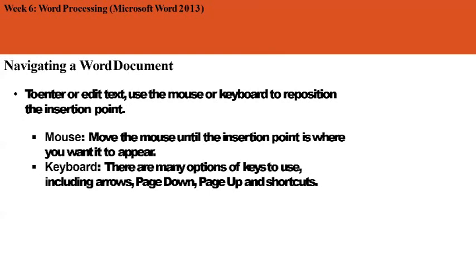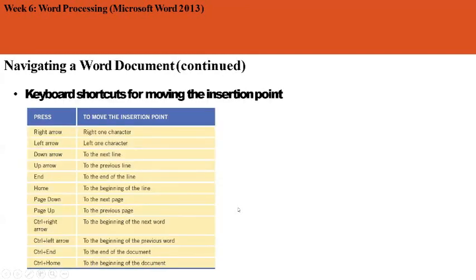And then we have also the keyboard. So there are many options of keys to use, including the arrows, we have the page down, the page up, and the shortcuts. So you can also use the arrow keys, like what I've said. So that's how we navigate a Word document.